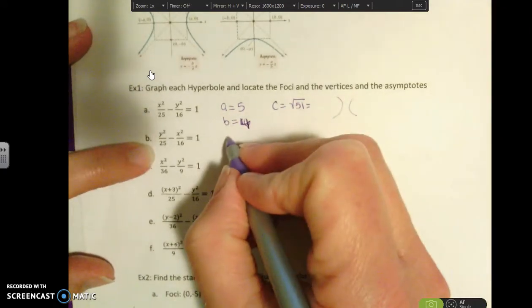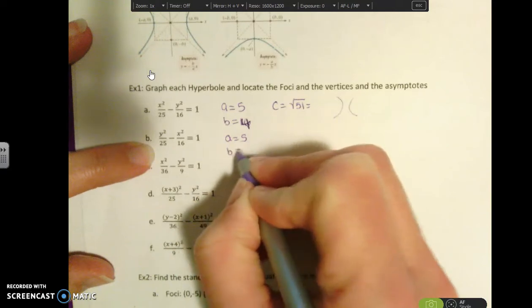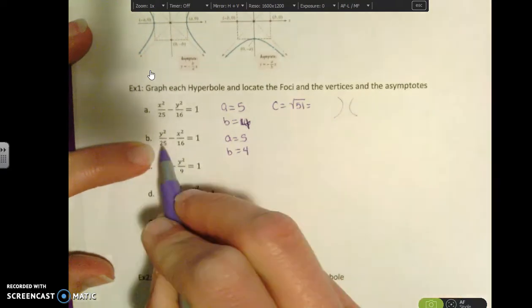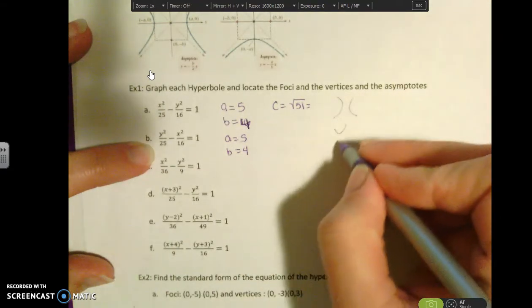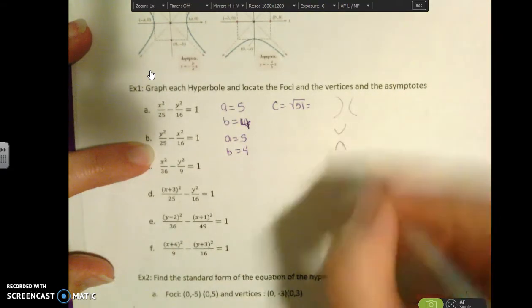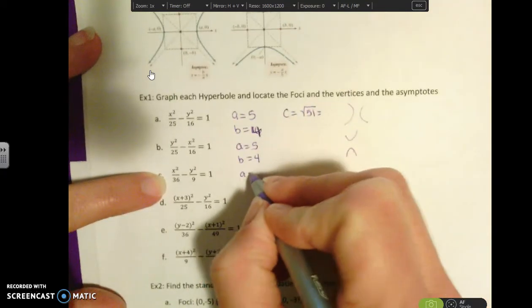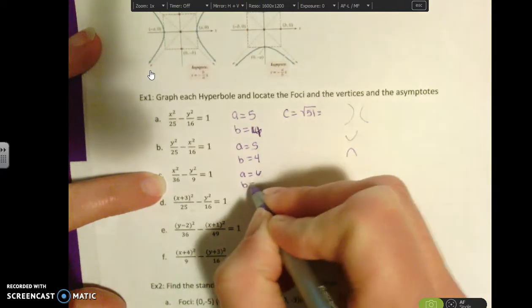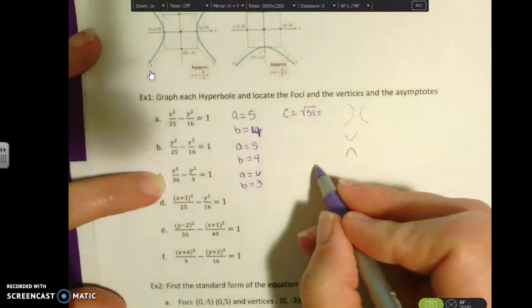On this one, A is going to be 5. B is going to be 4, but you'll notice that the A value is under Y, so that means that it's going to be opening up and down. Okay, on this one, A is 6, B is 3, A is under X, so that means it's going to be opening left and right.